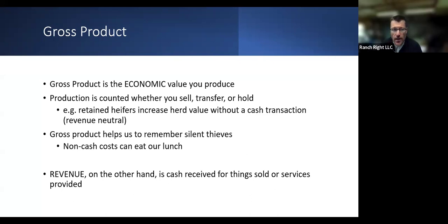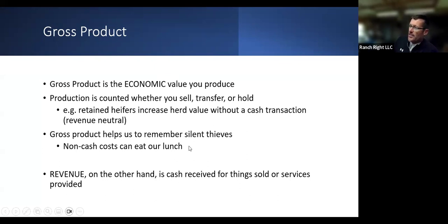Also, it can go the other way. Sometimes we sell off the factory. So if there's a drought and we decrease our herd size, we are going to take that away from our revenue number to adjust for the fact that we have decreased the value of our underlying asset base.